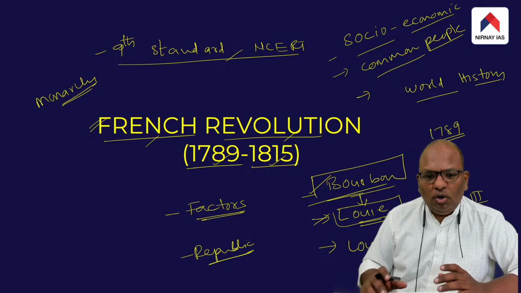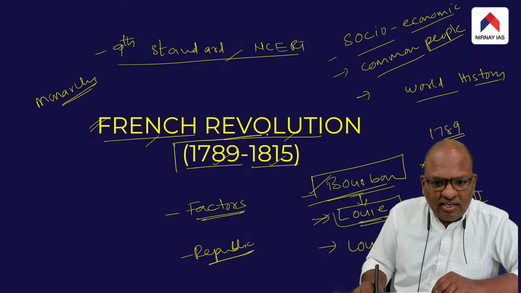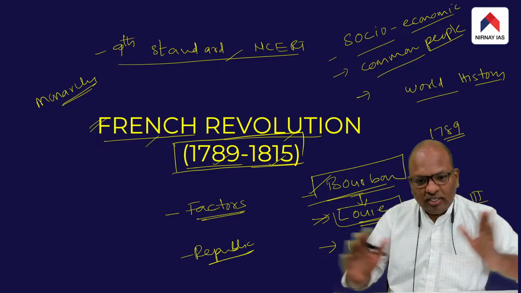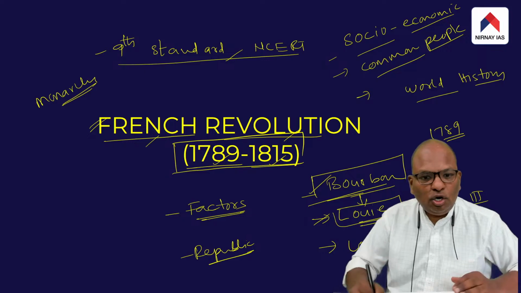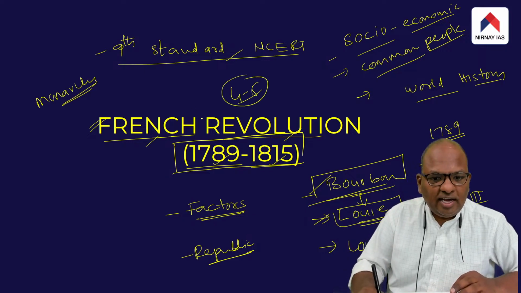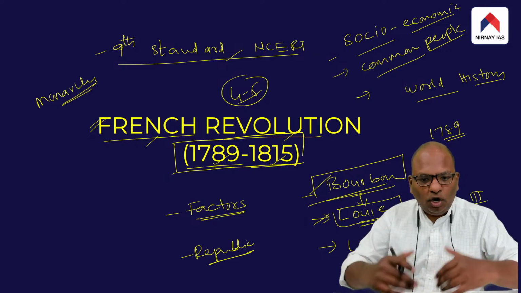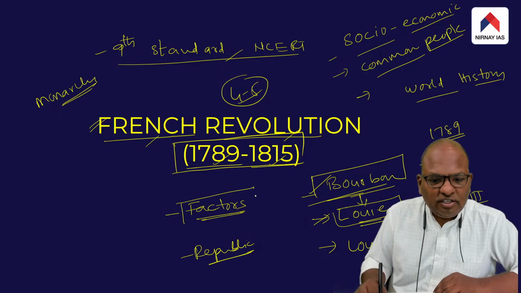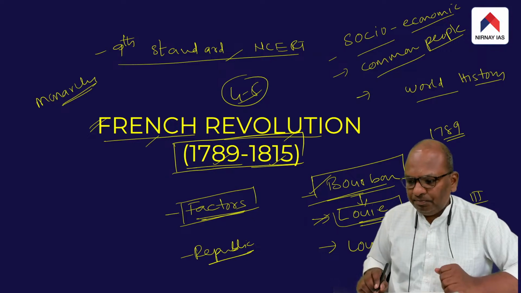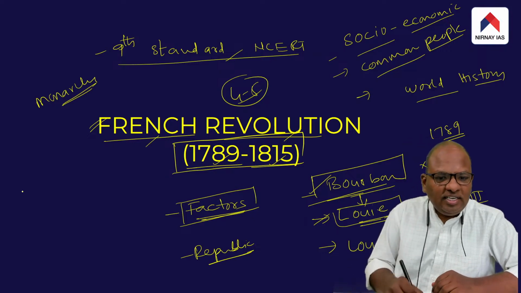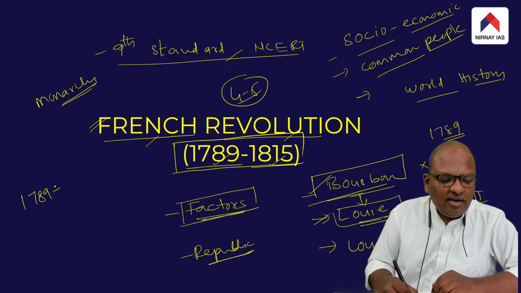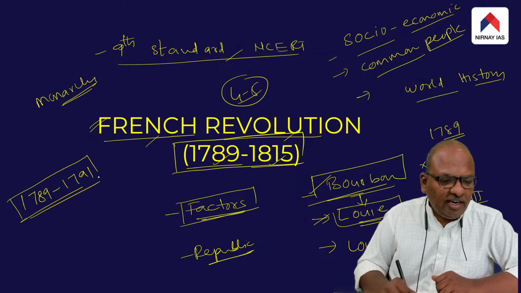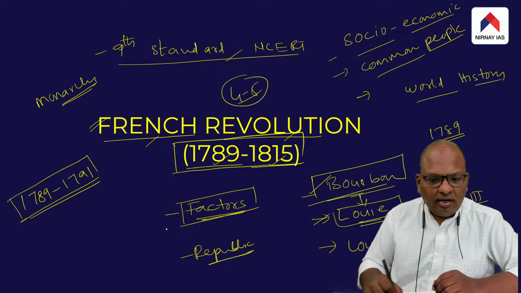We will not be covering the entire time span between 1789 and 1815, because it takes at least 4 to 5 hours to complete the entire French Revolution. But in this class of the next 30 or 40 minutes, we will be discussing the factors responsible for the outbreak of the French Revolution. We will take a look at the events between 1789 and say 1791, a two-year time period.